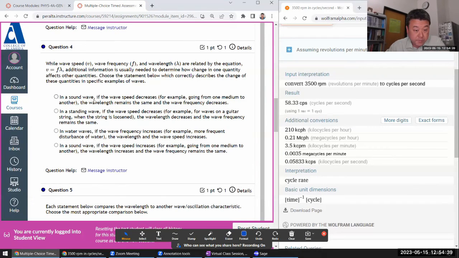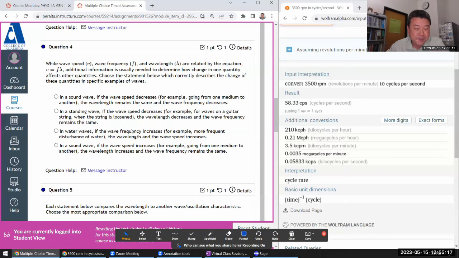So in the sound wave, if the wave speed decreases, in the most common scenarios, it's the frequency of oscillation that remains constant. So this is incorrect. In a standing wave, if the wave speed decreases, it depends on the standing wave, but especially for the example of waves on a guitar string, the wavelength actually doesn't change because that depends on the physical arrangement of the guitar. So it's the frequency that'll change. Yeah, I think you just have to know all the different examples.